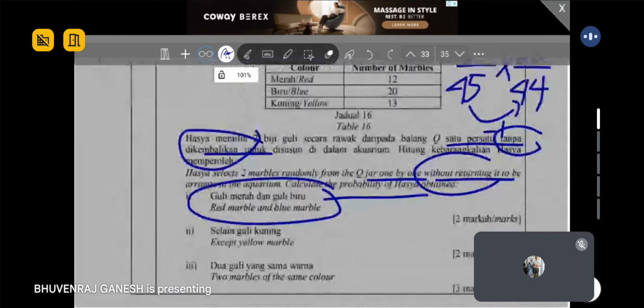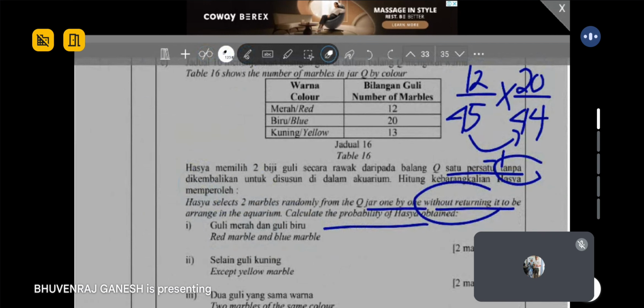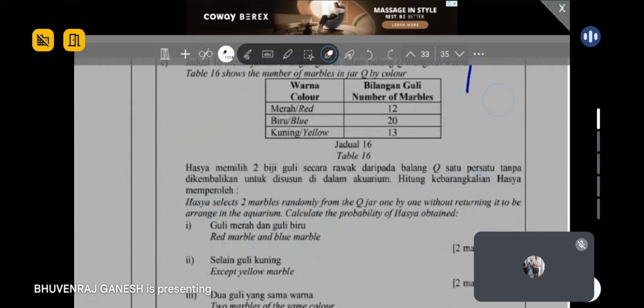Okay, so now they say accept yellow marble. Mereka tak mau guli kuning. So macam mana kira yang ni? This one. So this one also is very logic. Sangat mudah untuk dapat jawapan. So bila dapat jawapan terus share. Just share your final answer.